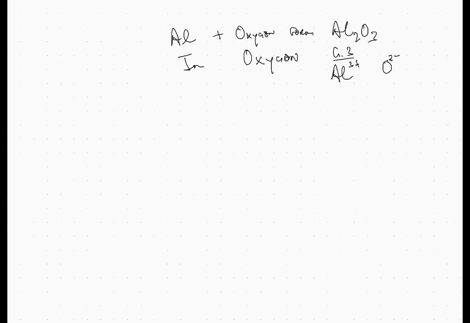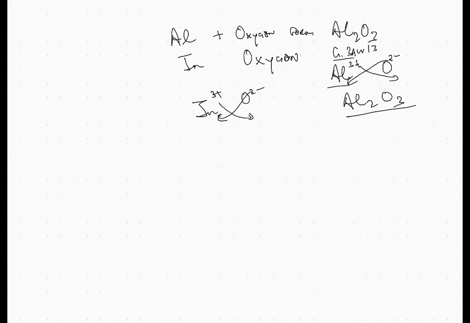Now indium is also in the same group 3A, or 13. So it's boron, aluminum, gallium, indium, and thallium. So indium is 3 plus, and oxygen is again 2 minus. They've given this close, so it's easier: In2O3.